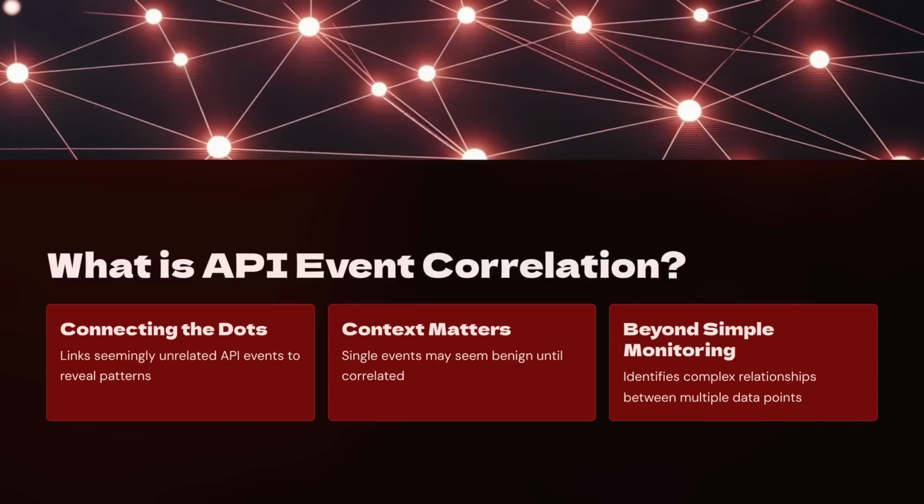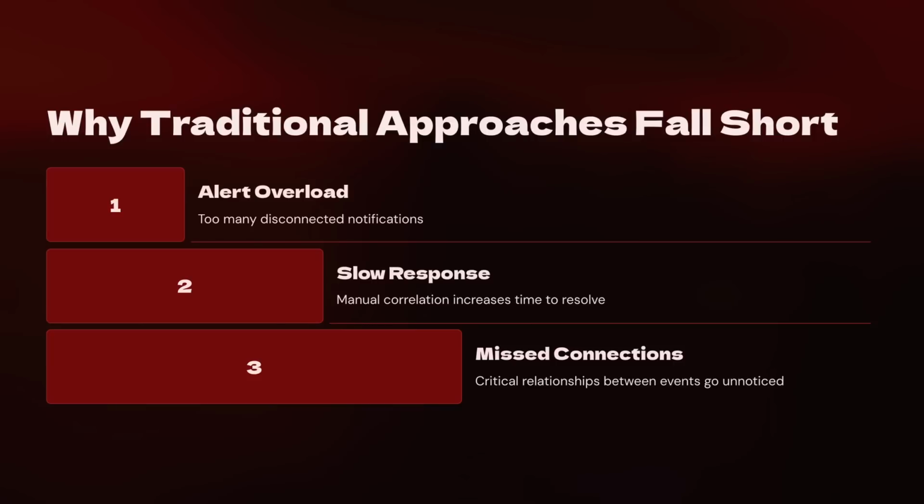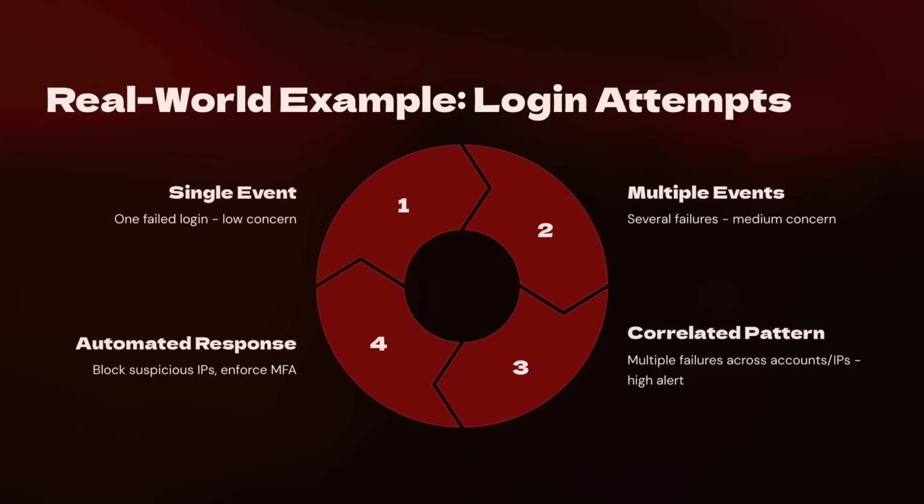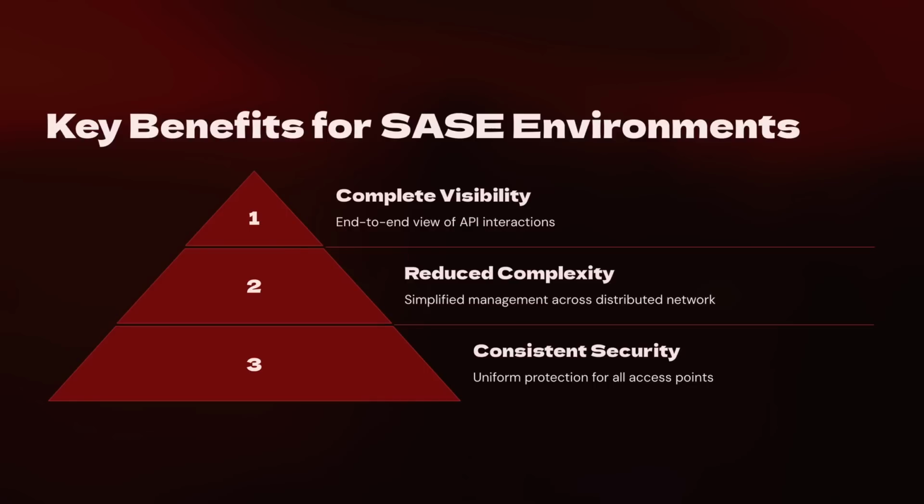Event correlation in API security involves connecting seemingly disparate events to uncover potential security threats and system anomalies. For instance, a single failed login attempt may not raise concerns. However, when correlated with multiple failed attempts across different accounts or IP addresses, it could indicate an ongoing attack. This technique is particularly valuable in SASE architectures, where API interactions are central to network operations and security.